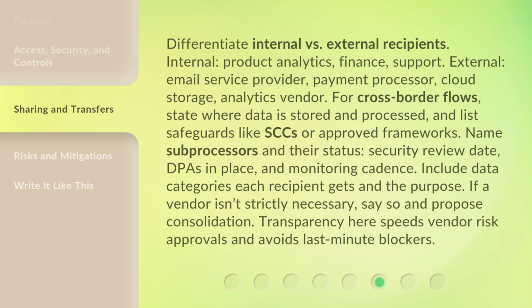Name subprocessors and their status, security review date, DPAs in place, and monitoring cadence. Include data categories each recipient gets and the purpose. If a vendor isn't strictly necessary, say so and propose consolidation. Transparency here speeds vendor risk approvals and avoids last-minute blockers.